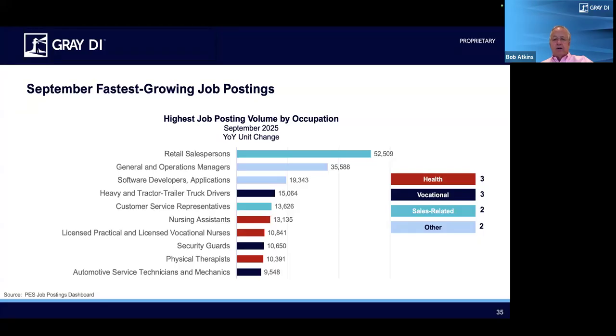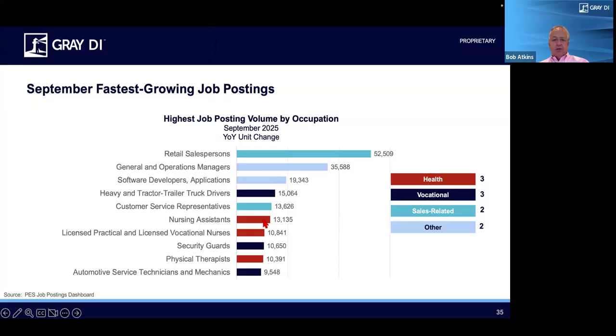There are some vocational programs that are hot here. Heavy tractor trailer truck drivers are up 15,000, security guards up 10,000, automotive service technicians and mechanics up almost 10,000. And I have to come back to my comments about the future, and admit that sometimes I'm really wrong. I thought by now we'd be seeing a lot more fully automated trucks. There have been more jobs than there are truck drivers for a long time, but it doesn't appear to be the case yet. And who knows how far away we are from autonomous trucks. They are out there on the roads now, but not at any scale.